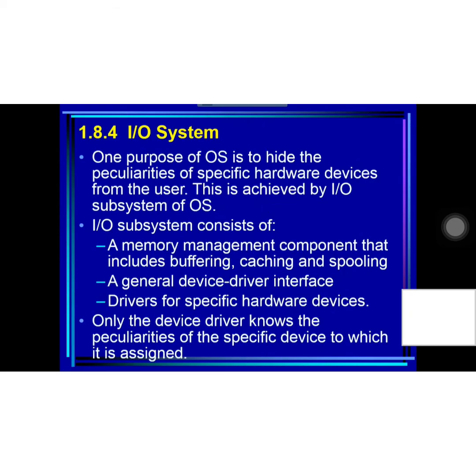I/O systems. One purpose of an operating system is to hide the peculiarities of specific hardware devices from the users. For example, in Unix, the peculiarities of I/O devices are hidden from the bulk of the operating system itself by the I/O subsystem. The I/O subsystem consists of several components: a memory management component that includes buffering, caching, and spooling; a general device driver interface; and drivers for specific hardware devices. Only the device driver knows the peculiarities of the specific device to which it is assigned.